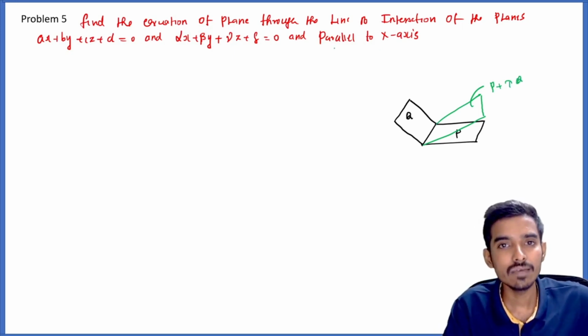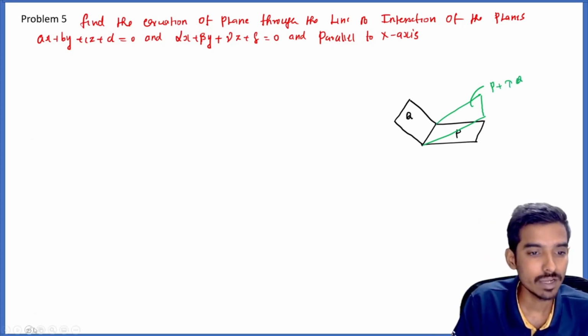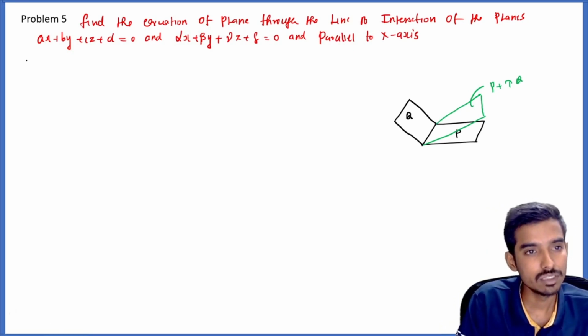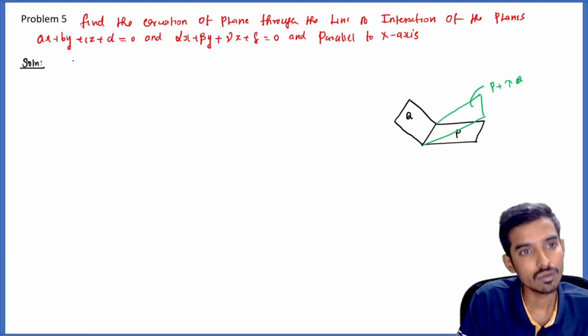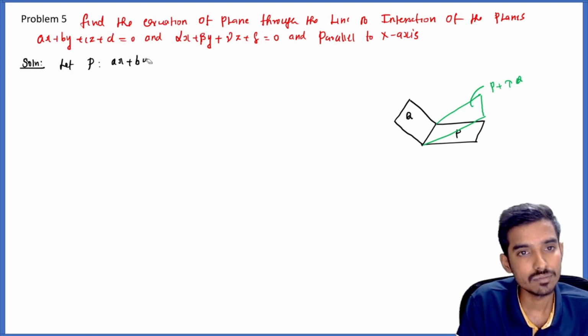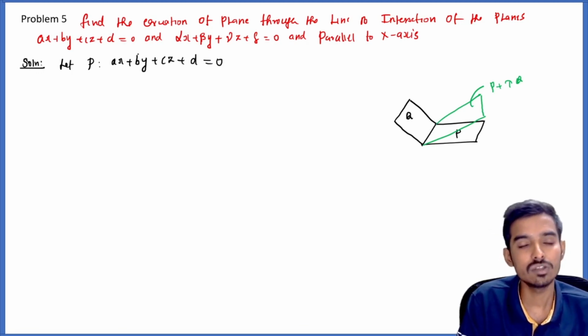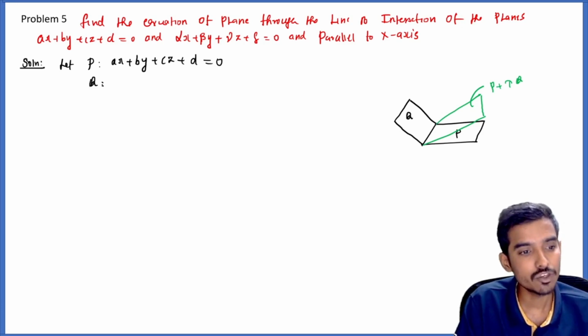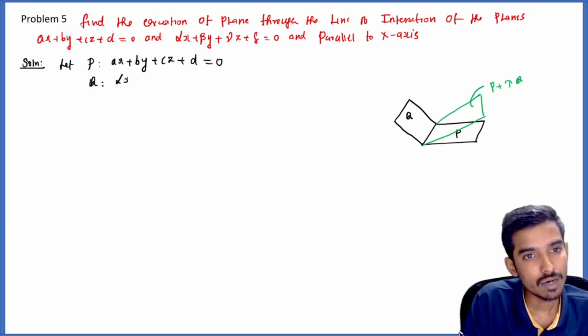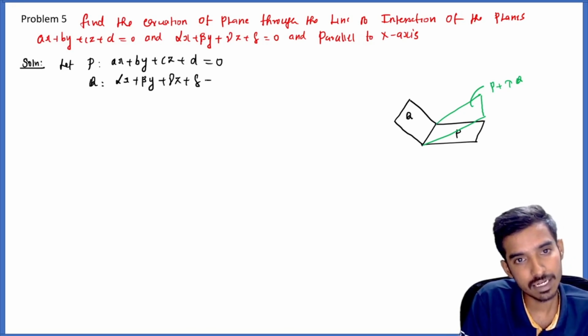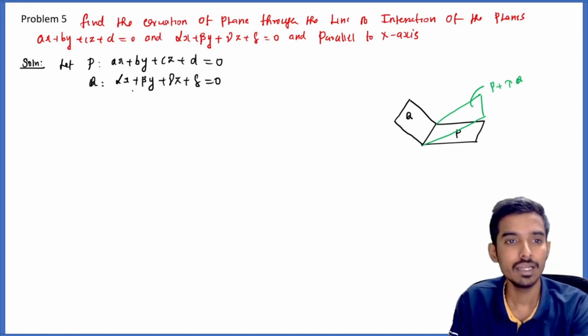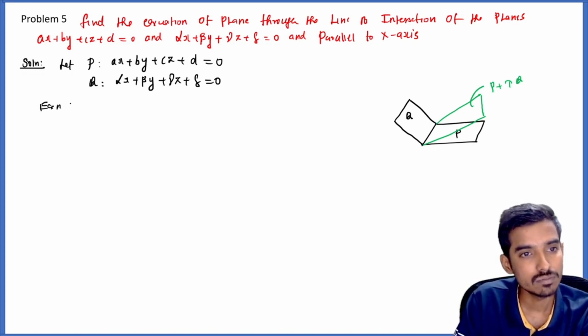Now, why are they giving this? To find the value of lambda. Solution. So, let us take P to be equal to ax plus by plus cz plus d is equal to 0, the first plane. Let us take Q to be equal to alpha x plus beta y plus gamma z plus delta is equal to 0, right?